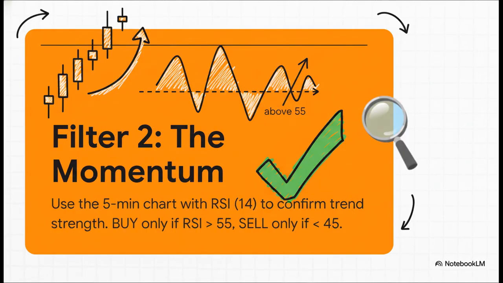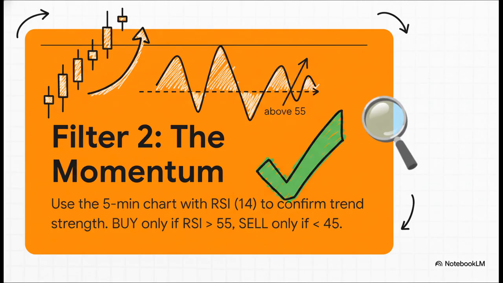Okay, so let's say the 15-minute chart is telling you the trend is up. Great. But is the move happening now? That's where you check your second filter, momentum. You switch to the 5-minute chart and look at the RSI. You only move forward if it's showing strength, say above 55 for a buy. This makes sure you're not just in a trend, but a trend that has some real gas in the tank right this minute.